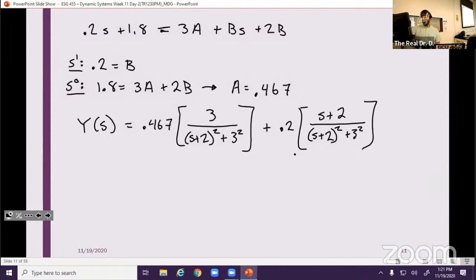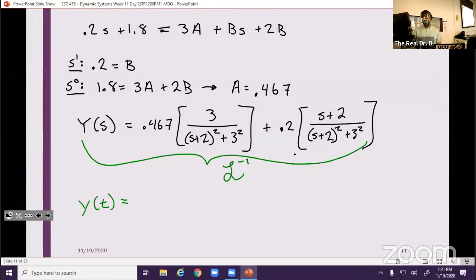And if we take the Laplace inverse of this, well, the inverse Laplace transform of Y of s is y of t. We already know that this is the sine component. So this is going to be 0.467 e to the negative 2t sine of 3t plus 0.2, oh sorry, let's keep it straight here, e to the negative 2t cosine of 3t.